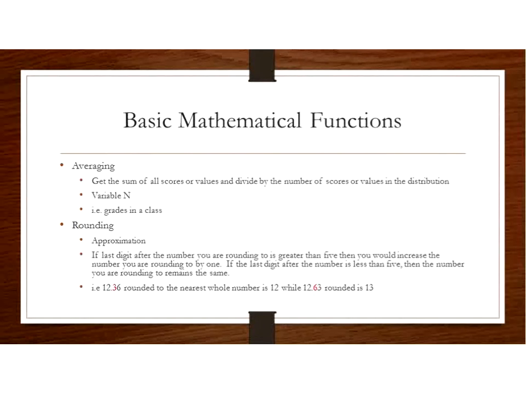Now, another couple of basic mathematical concepts that we need to understand is that of averaging and rounding. When we average a set of numbers or scores or values, which we call a distribution, you get the sum of all the scores or values in that distribution and divide it by the number of scores or values in the distribution. And if you recall in an earlier chapter, we talked about using the variable n to express the number of scores or values in a distribution.